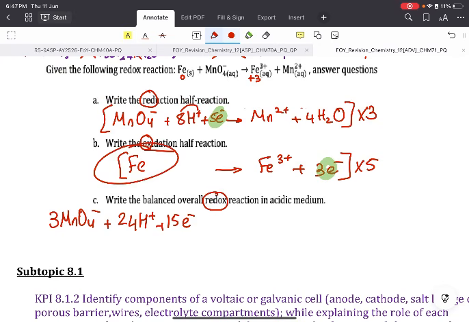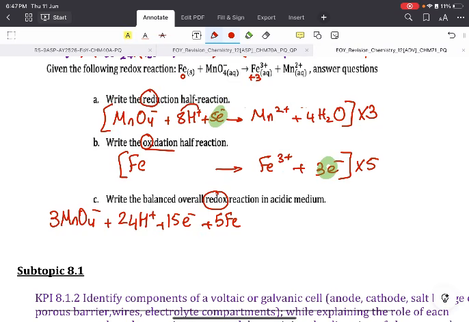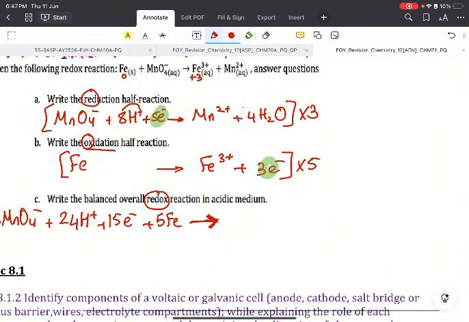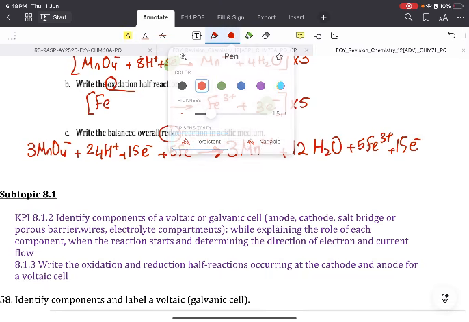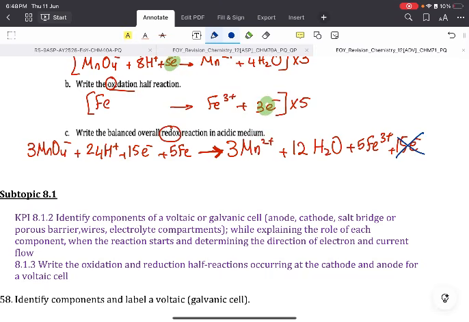I'm not done yet. I need to also take this side. 5 Fe. Now I'm done. I'll put the arrow. 3 Mn2 plus and 3 times 4, that's a 12 H2O. That's a 5 Fe3 plus and 15 electrons. Then we cancel out the common things.